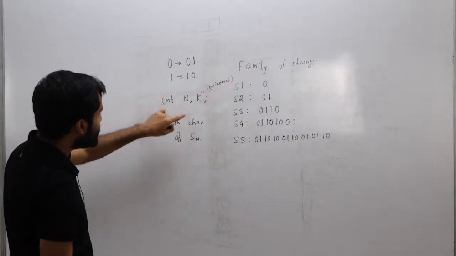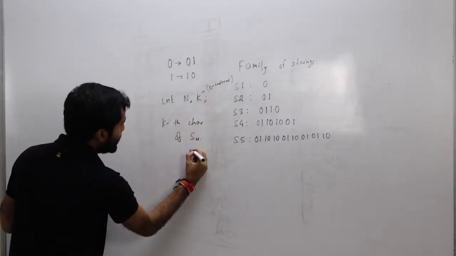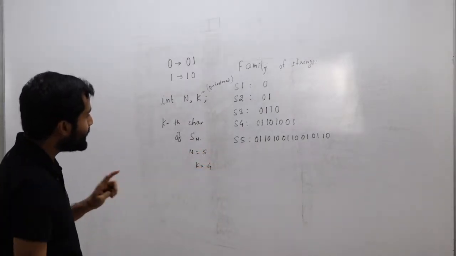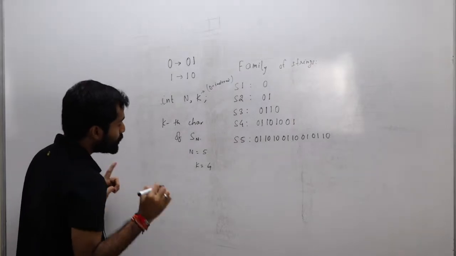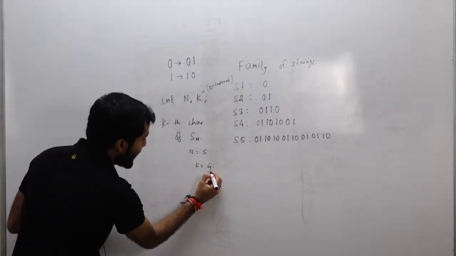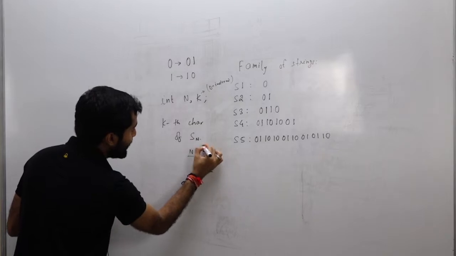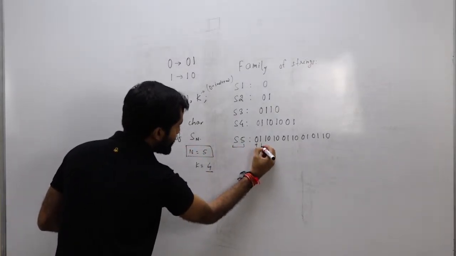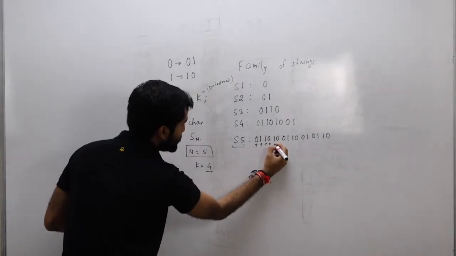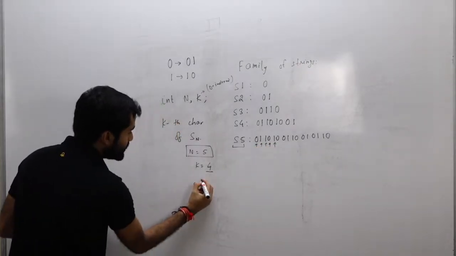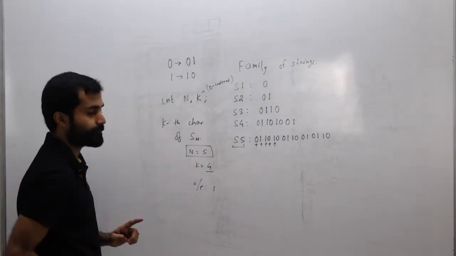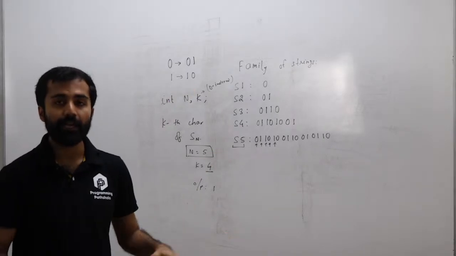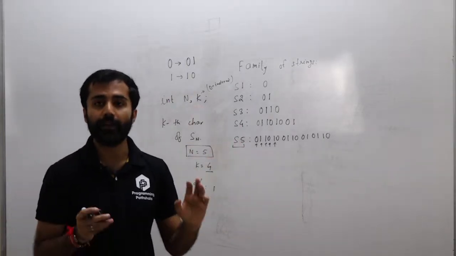So if somebody tells me that, hey, the value of n is 5 and the value of k is 4, it means that he's asking me to tell him the fourth character in S5. This is our S5. This is character 0. This is character 1. This is character 2. This is character 3. This is character 4. So the answer, the output is going to be 1. This is the intent of the question. They'll give you n, they'll give you k, and you have to tell the kth character of S of n.